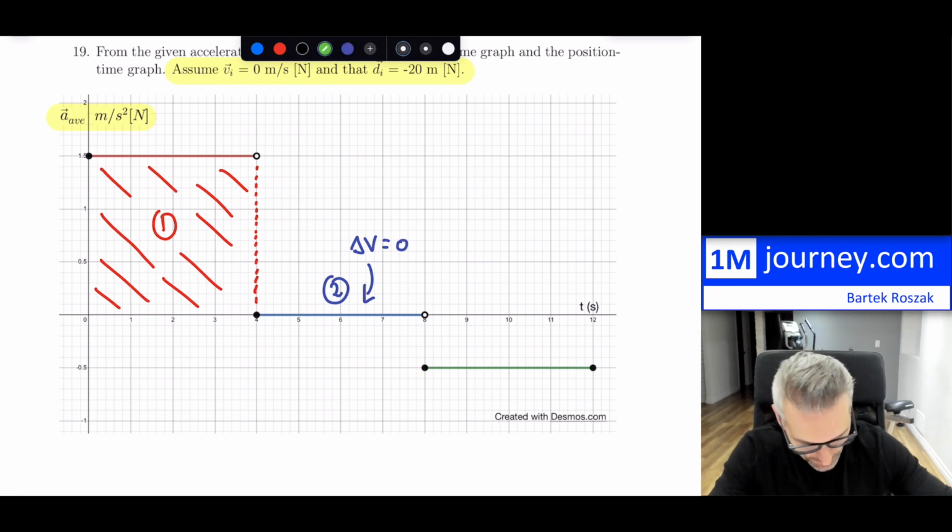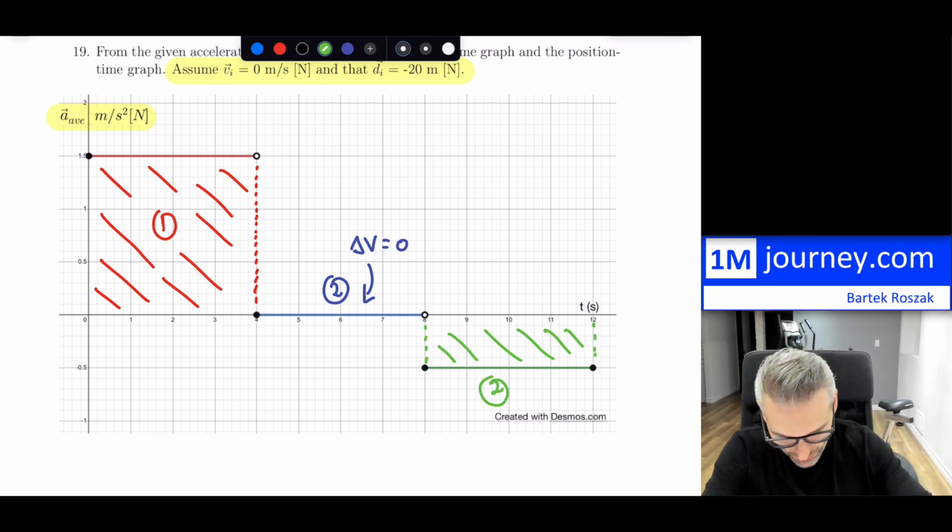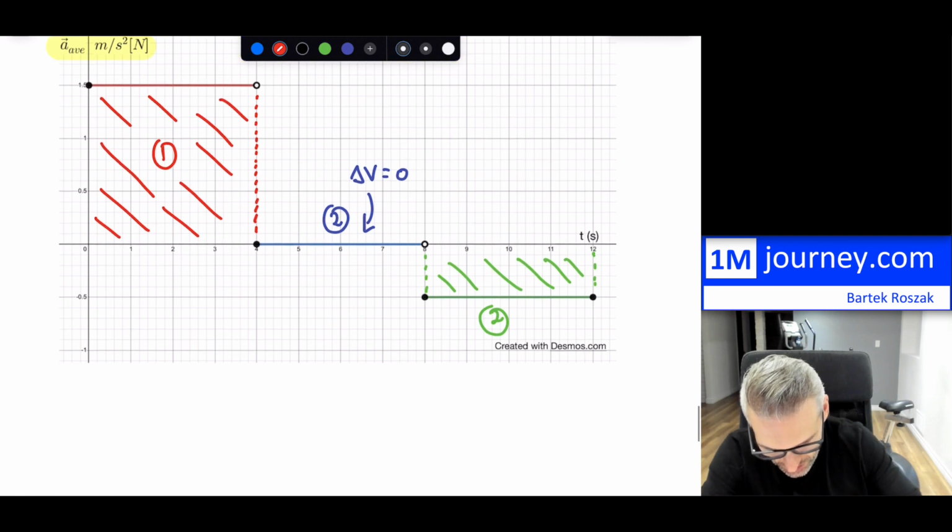And then we have a third one. So that's going to be this area right here. And this one is also not very difficult. So these are just two rectangles that we have to deal with. So that's very easy for us to find what the area is. So for number 1, this is how we would proceed. So let's find the area first.